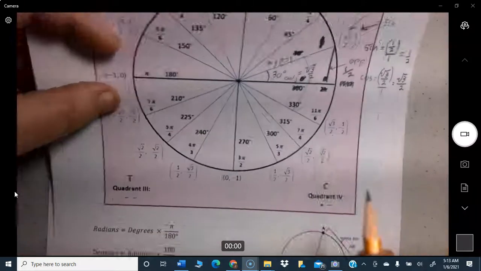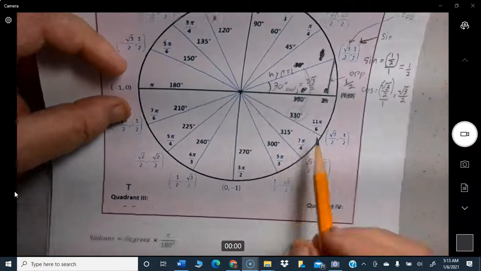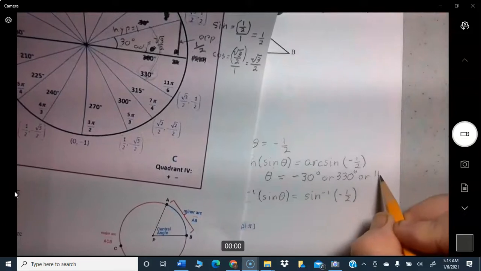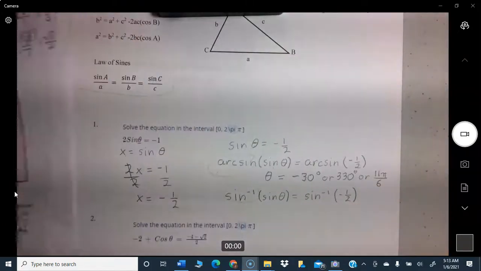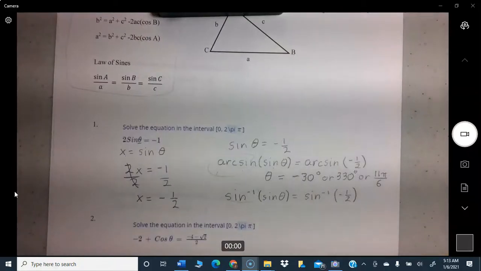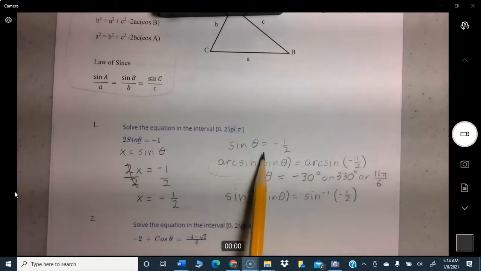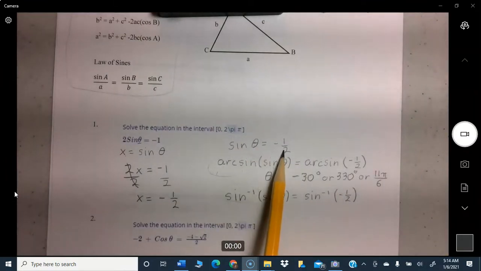Or, if you express it in radians, it's 11 pi over 6. Okay, so that's that answer. However, there's more than one answer to this. Where else is the sine of theta negative 1/2?